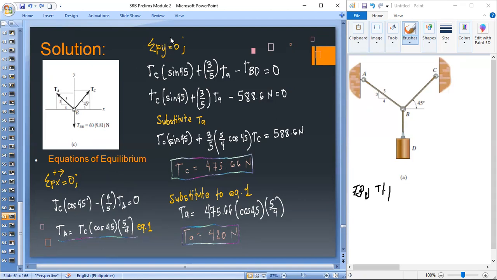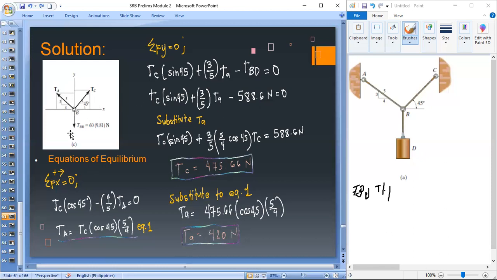And then, summation of forces at Y equals 0. So, makakita mo yun. So, arrange mo lang TC sine 45, since you have a 45 degrees here. Sine 45, kaharap, kasi y, plus 3/5. No? Plus 3/5 times TA, which is 3/5 lang din is from your here. So, of course, TA mo. So, 3/5, no? Your opposite, or 3 of your hypotenuse, TA minus your TBD.